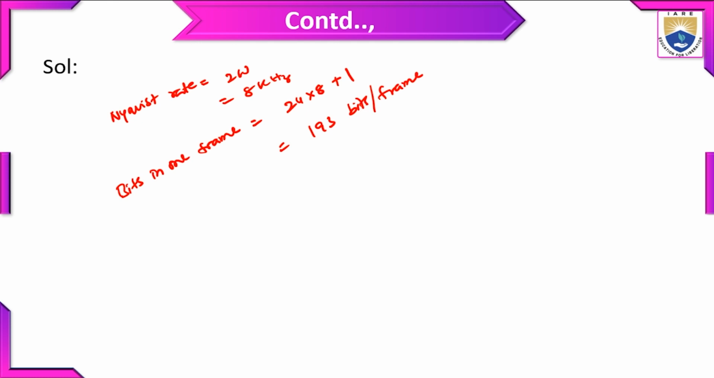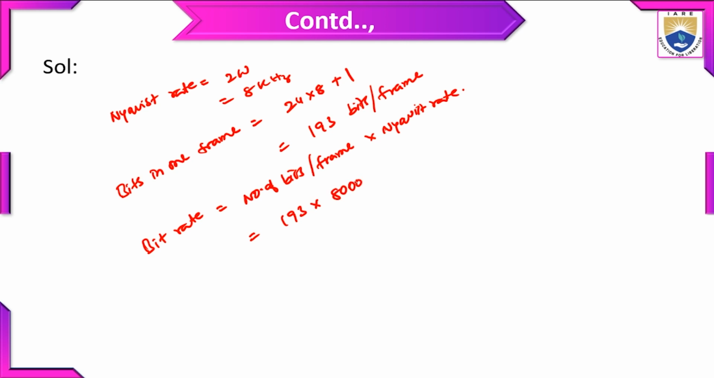Now frames are transmitted at the Nyquist rate. Hence, the bit rate at the output of the multiplexer will be: bit rate is equal to number of bits per frame into Nyquist rate. That is 193 into, what is the Nyquist rate? 8000 hertz. Then we got 1.544 into 10 power 6 bits per second. So actually it is similar to the previous one. In the previous problem also we got the bit rate as 1.54 megabits per second.